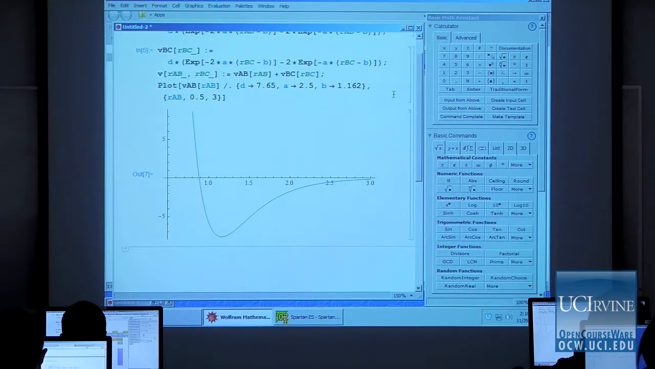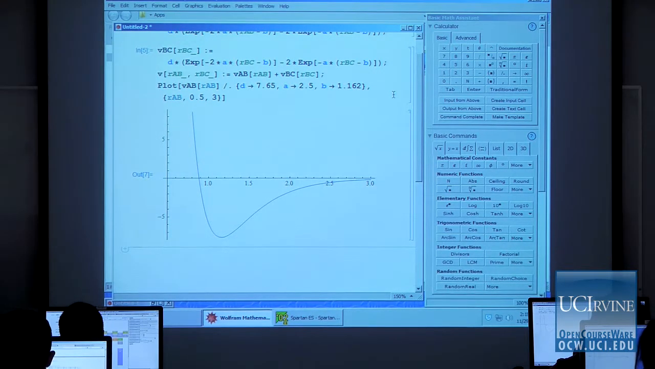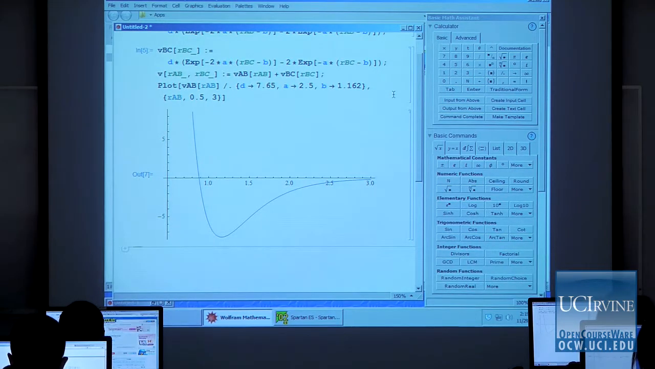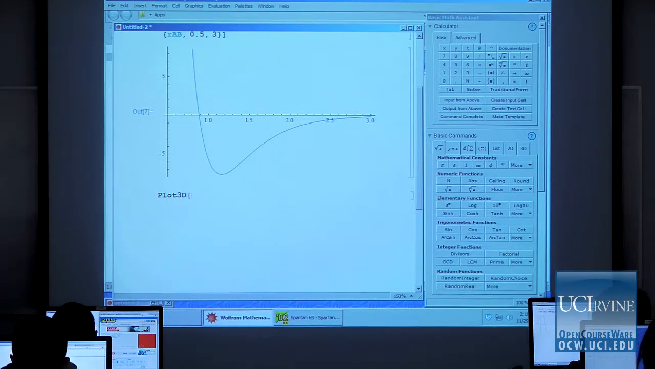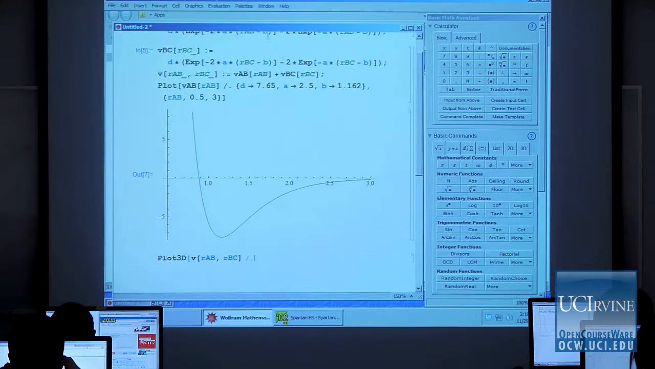Okay, now let's have a look at the three-dimensional potential, which is a function now of both of the bond coordinates. So this will be the total potential energy of vibration for this one-dimensional CO2 molecule. All right, so now what we'll do is we'll say plot 3D V total of RAB and RBC, and we can put in the same parameters and put them here.